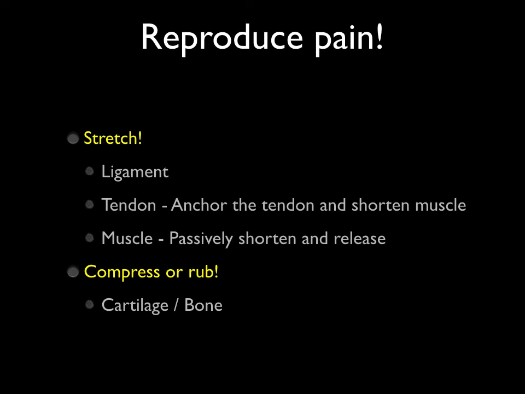If there is a problem with a ligament, just stretch it. Tendon, muscle, same. And if it is a problem between the joint, you should compress or rub. Between the joint means the surface of the bones or cartilage or meniscus, anything between two bones. So this is the easy principle underlying all the orthopedic tests.